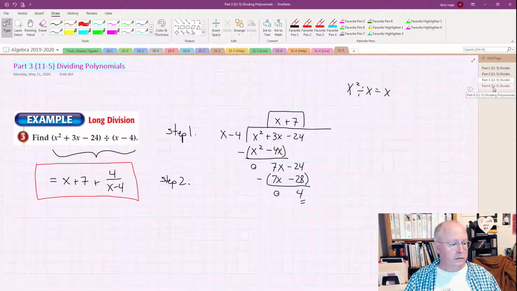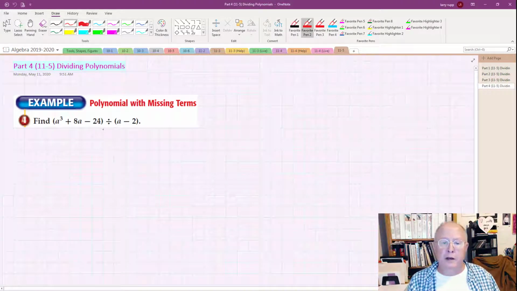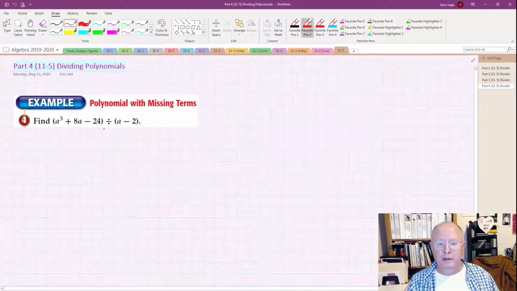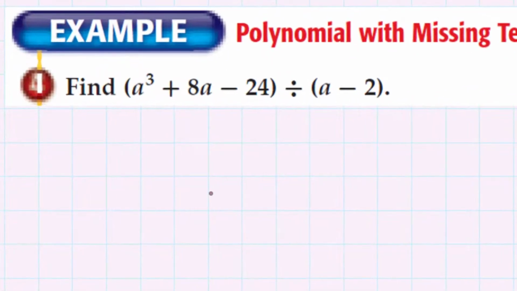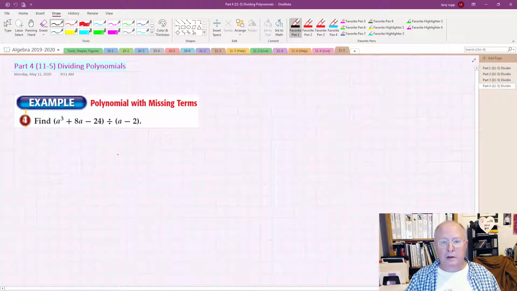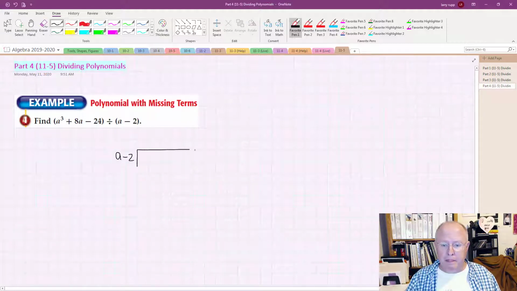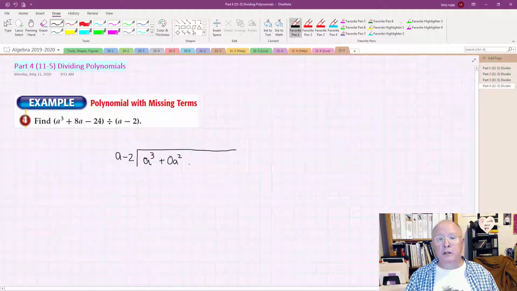All right. So moving on to our last one here. What would you do if you had terms that were missing in the polynomial? Okay. So if you look, our polynomial has an a cubed and then an 8a, and there's no a squared. All right, so you handle this like so. You take the a minus 2, okay, and that's going to go into this polynomial, a cubed. Now, is there an a squared term? No, so you go plus 0a squared. You put in a 0 for a placeholder, and then you have 8a and then minus 24.